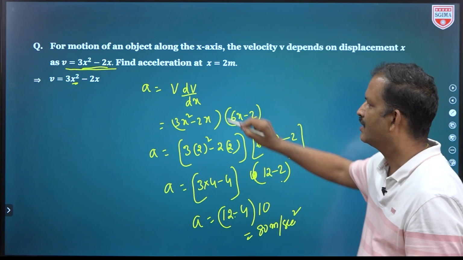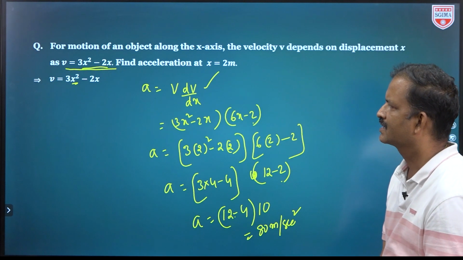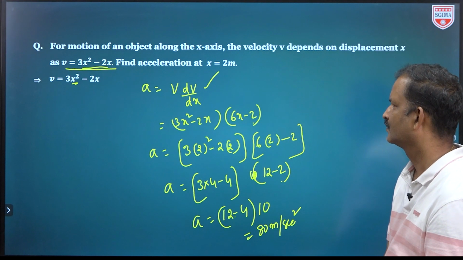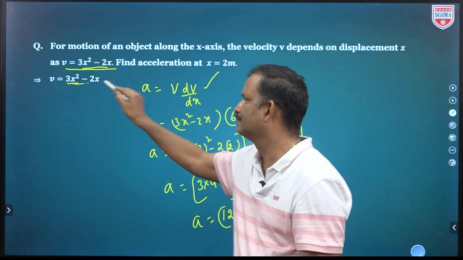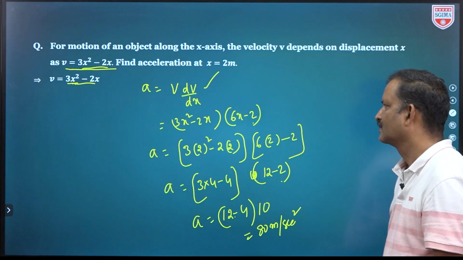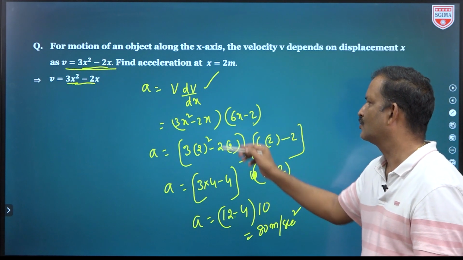Just I am using the formula v into dv by dx. Just I applied that formula. So dv by dx means it's a differentiation. Then I substituted x is equal to 2.